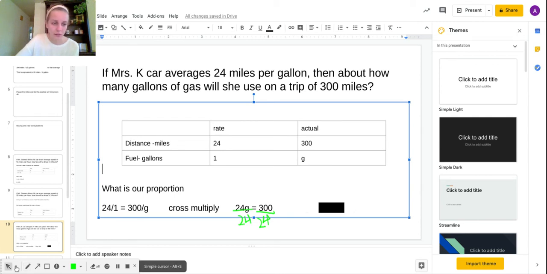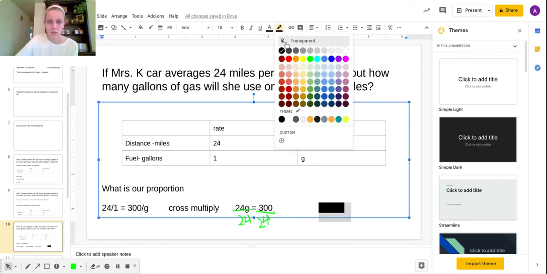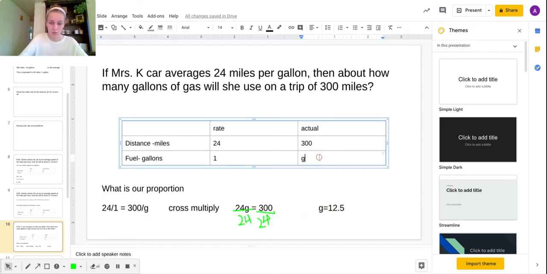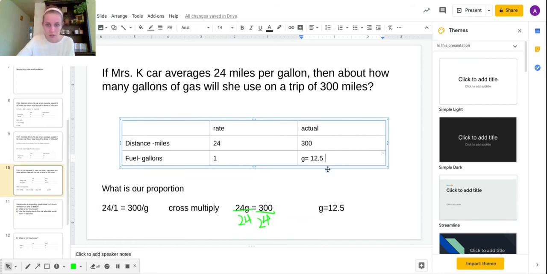Oh, I'm still drawing. Got it. Okay, so we have 12.5. So G is equal to, let's just fill this in, 12.5. Okay, do I have another slide? Okay, so what does this mean?